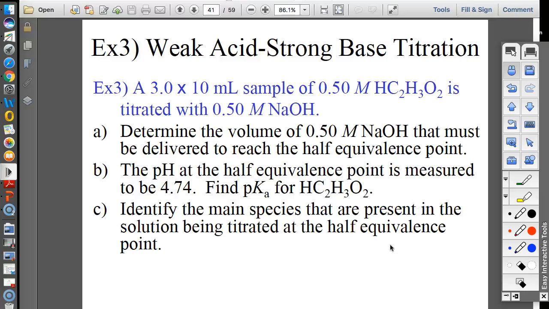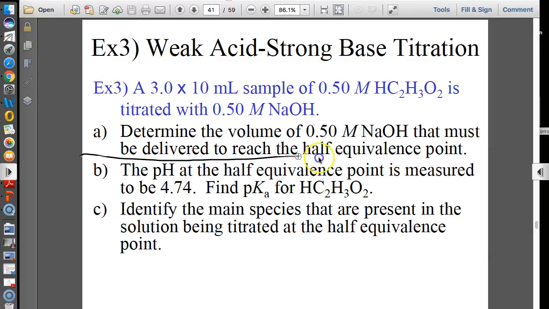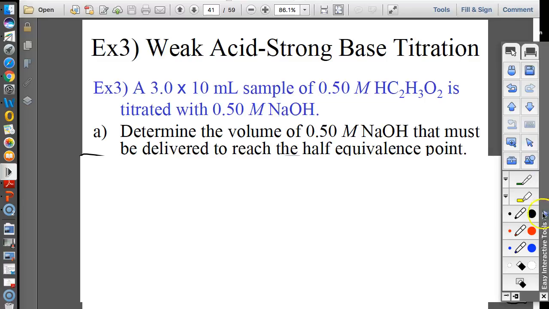A 30 milliliter sample of 0.5 molar acetic acid is titrated with 0.5 molar sodium hydroxide. Determine the volume of 0.5 molar sodium hydroxide that must be delivered to reach the half equivalence point. When you're doing half equivalence point, we won't have half the moles needed. I'm just going to hide this with my little white box, and then we're going to work it out right here. My little white box has a black line now that my pen's broken, but that's okay.